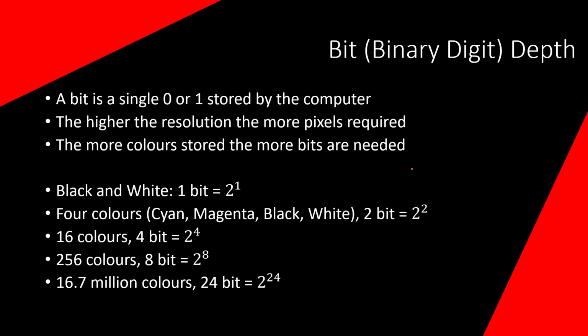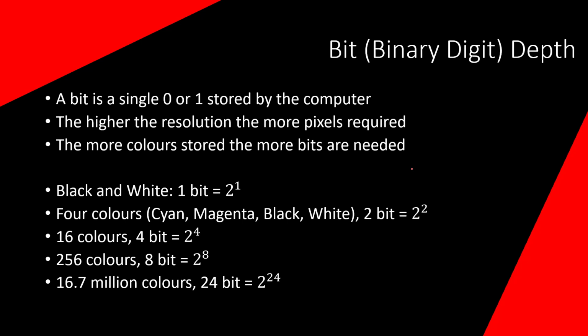And this is where we want to start looking at what's called bit depth, so the amount of colors that can be stored. A bit, or binary digit, is a single 0 or 1 that's stored by the computers. It's our fundamental building block for a computer. The higher the resolution of a picture or the screen, the more pixels are required, as we've just seen. And on top of that, the more colors we store on the screen, the more bits we need. If we're just going to have a black and white image, we only need 1 bit, because let's say 0 for black, 1 for white.